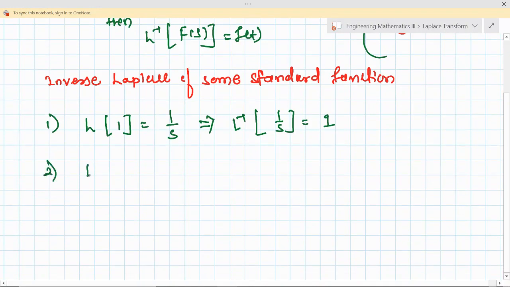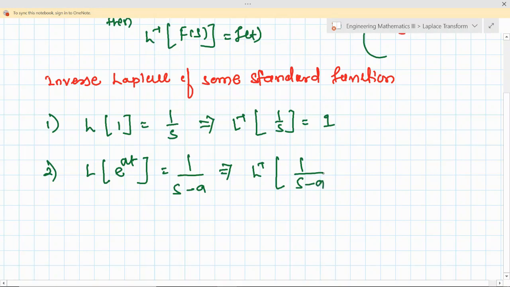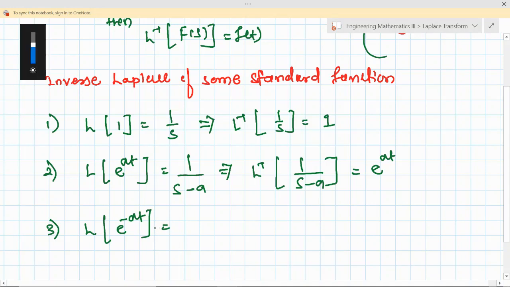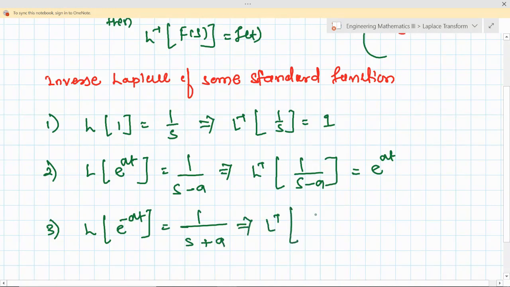The second result that we have, Laplace of e raised to at, is simply 1 upon s minus a. Am I right? This result we have seen in Laplace transform. So therefore the inverse Laplace of 1 upon s minus a is nothing but e raised to at. Suppose we have Laplace of e raised to minus at, this is equal to 1 upon s plus a, and therefore the inverse Laplace of 1 upon s plus a is nothing but e raised to minus at, isn't it?